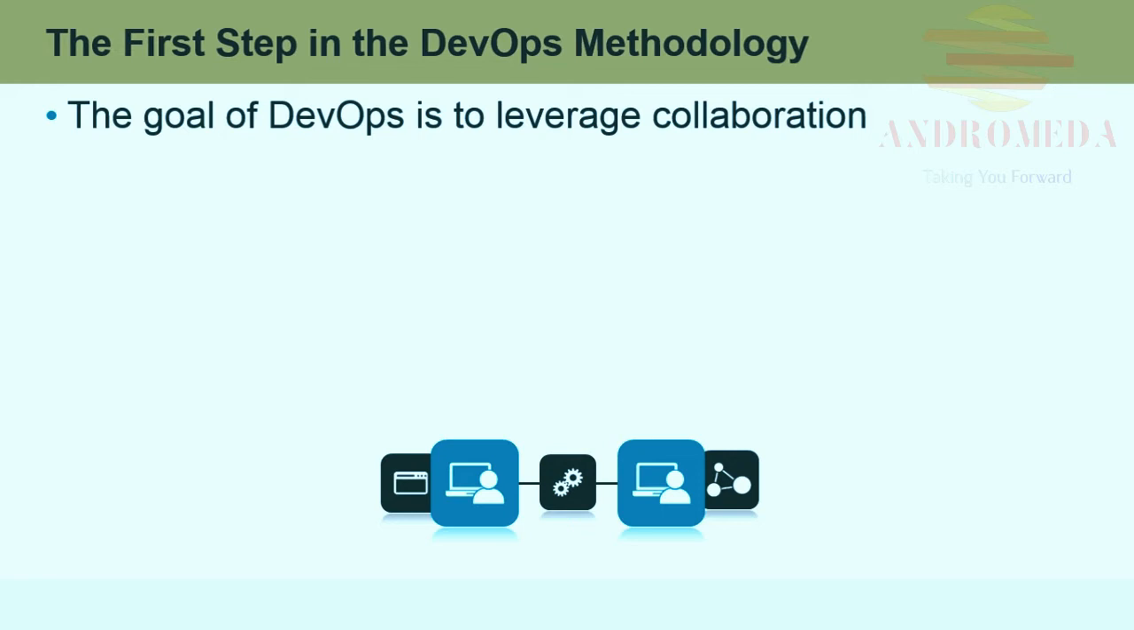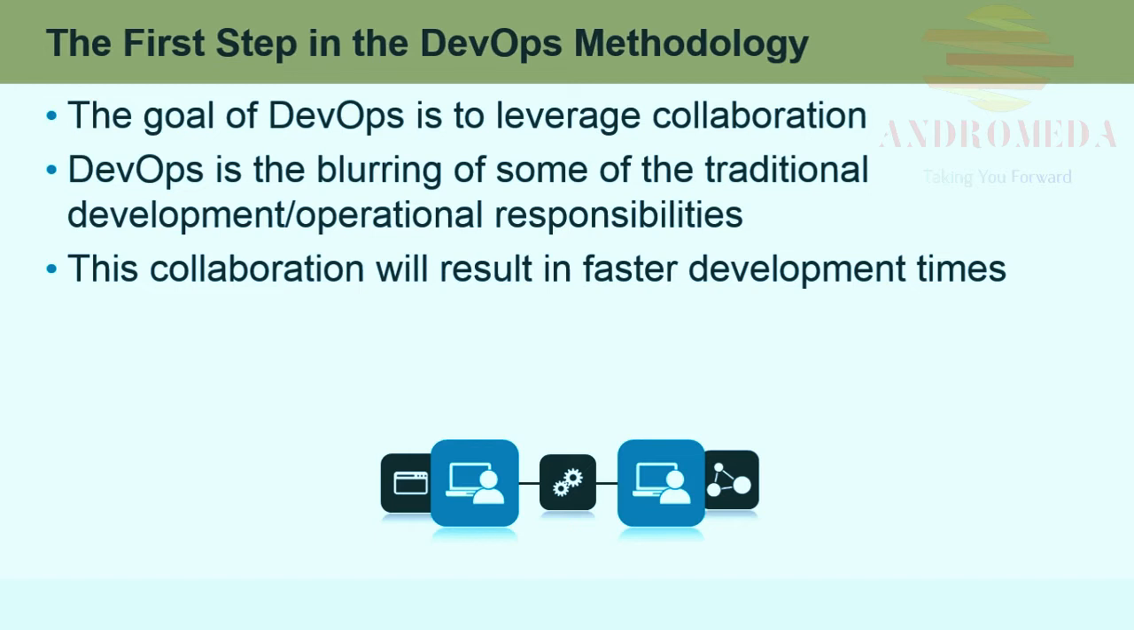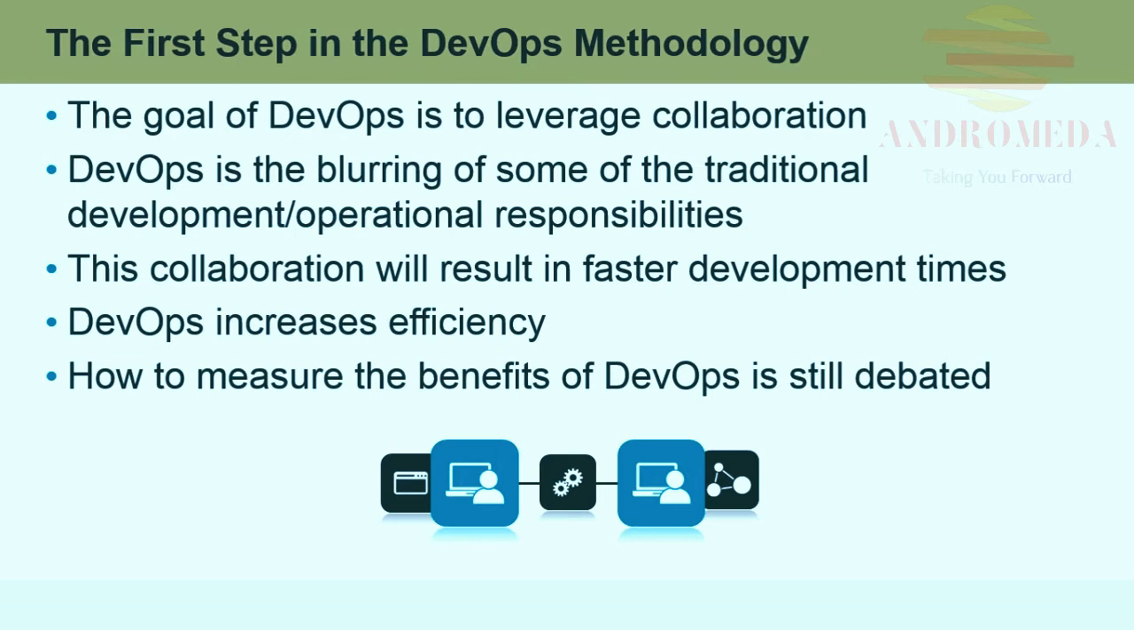The goal of DevOps is to leverage collaboration throughout the entire software development lifecycle. Another cornerstone of DevOps is blurring some of the traditional responsibilities of the personnel involved in software development. DevOps specifies that certain responsibilities and tasks that traditionally would be held by a single group, i.e. developers write and test code, and operations personnel set up servers, are now shared. This collaboration will result in faster development times, better quality code, increased efficiency, quality assurance, user acceptance, and production support. Of course, since DevOps is so new, there are still many questions on how to measure the benefits of DevOps.